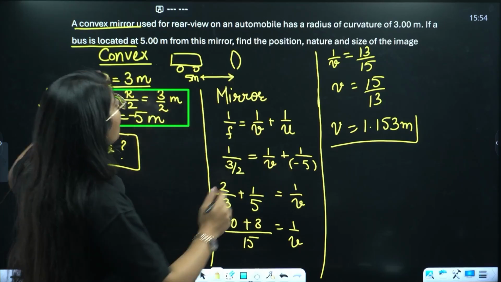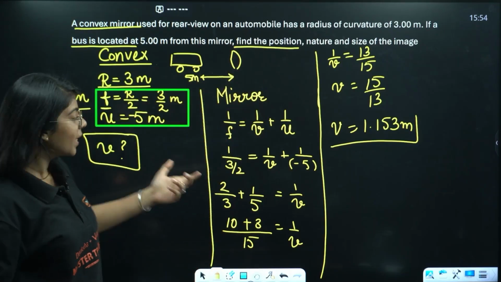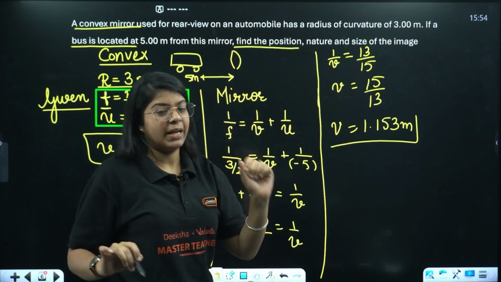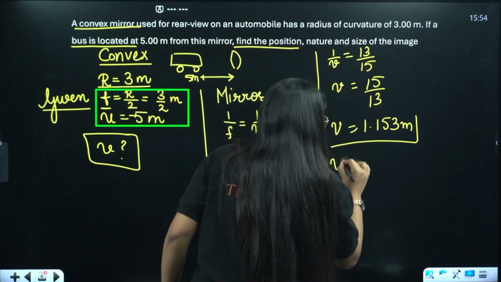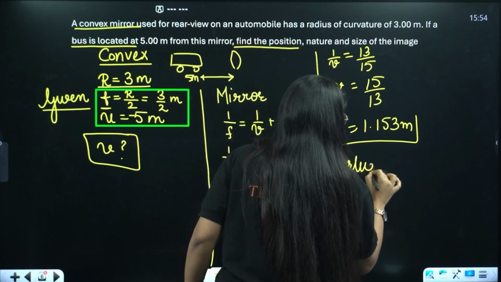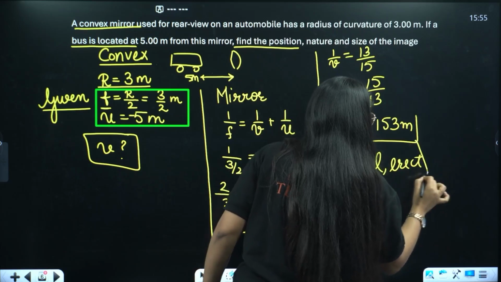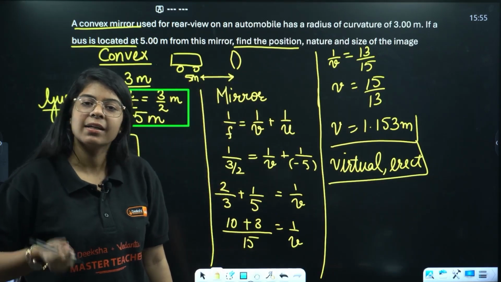Understood? Now I found the position, right? Then they have asked me the nature. Nature, ma'am, it's very easy. In case of a concave mirror, I need to use my brain. In case of a convex mirror, it is direct: a convex mirror always forms virtual and erect images. Understood? A convex mirror always forms virtual and erect images.